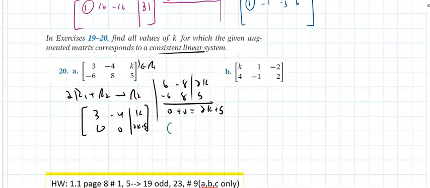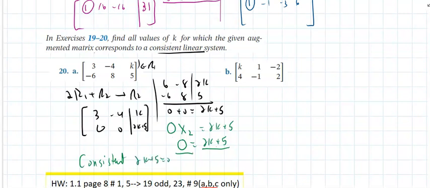Notice, this says 0 times a variable. Let's say 0 times x2 equal 2k plus 5. But here I'm limited. 0 times any quantity is 0. The only way I can get a solution, since the variables canceled out, is if those are equal. So if I want a system to be consistent, I must insist on 2k plus 5 equaling 0, or k equaling negative 5 halves. If k equals negative 5 halves, this will be a consistent system. You'll have an infinite amount of solutions, but that's consistent. And if k doesn't equal negative 5 halves, then you'll have no solution.